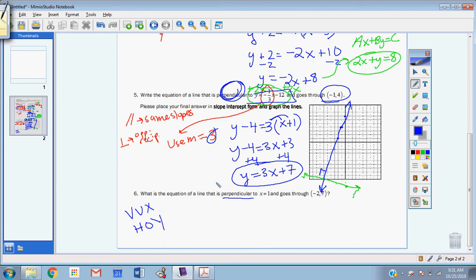What's the equation of a line that's perpendicular to x equals 1? Well, that's a vertical line. But wait, they're asking me for a line that is perpendicular, so they're asking me for the equation of this line that goes through this ordered pair, so it's got to be a horizontal line. So then we use the 7, and this is the one that's perpendicular. I hope this is helping you.